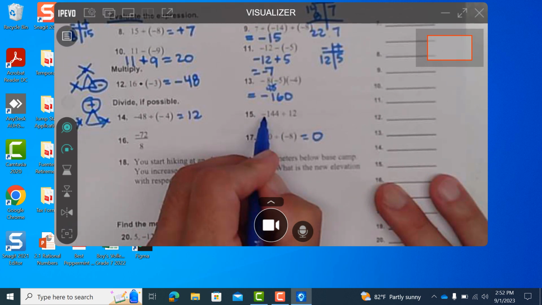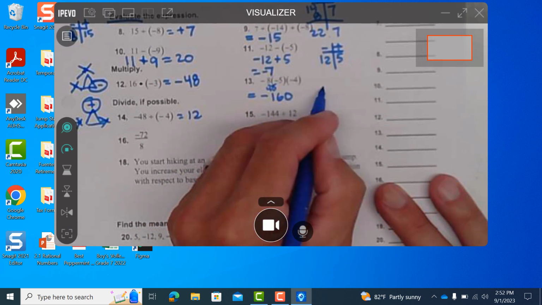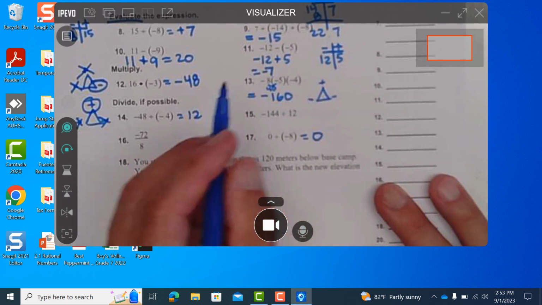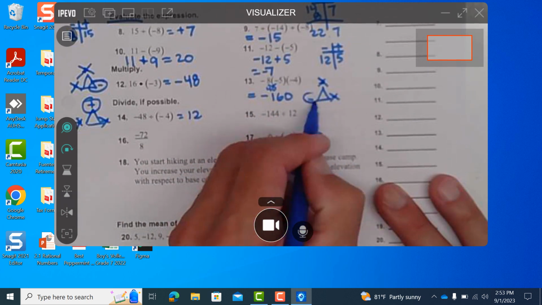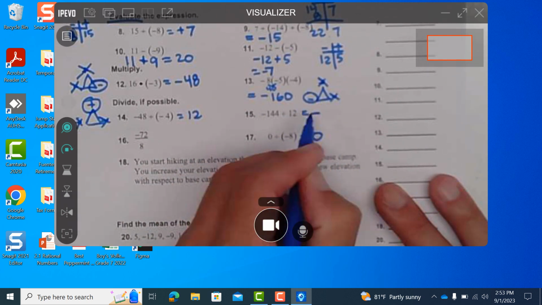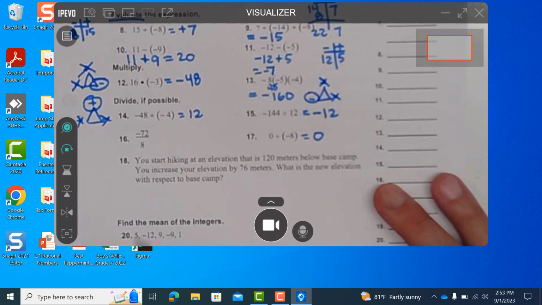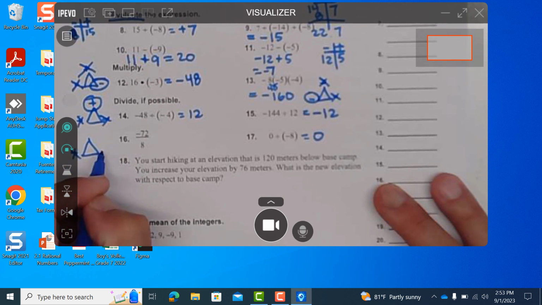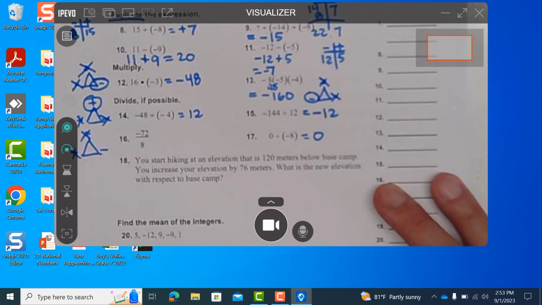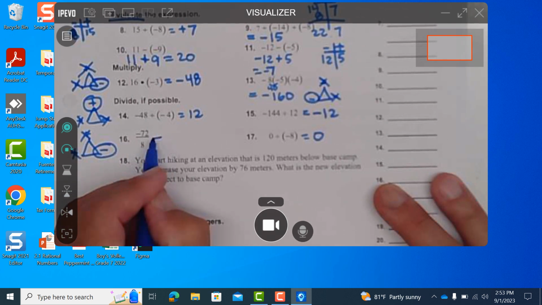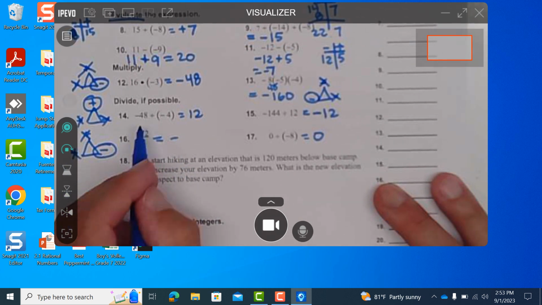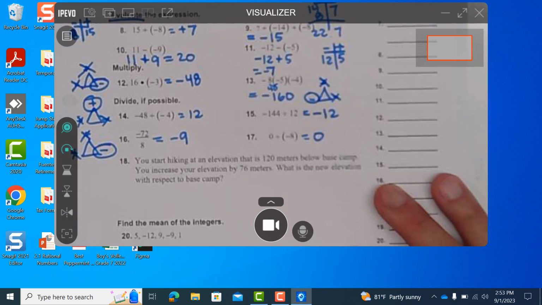Number 15, -144 divided by 12. We have 1 negative and 1 positive, so the answer is negative. 12 goes into 144 12 times. Number 16, we have a fraction. Fractions mean divide. That's all it means. 72 is negative, so we'll cross off a negative. 8 is positive, we'll cross off a positive, and that leaves us a negative answer. 8 goes into 72 9 times.